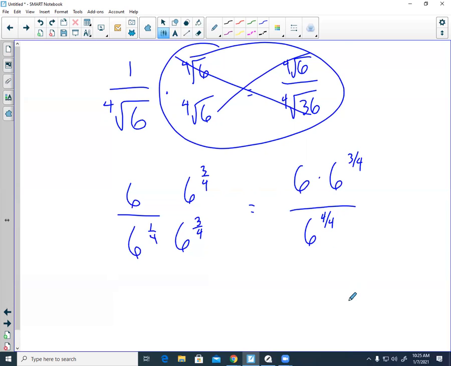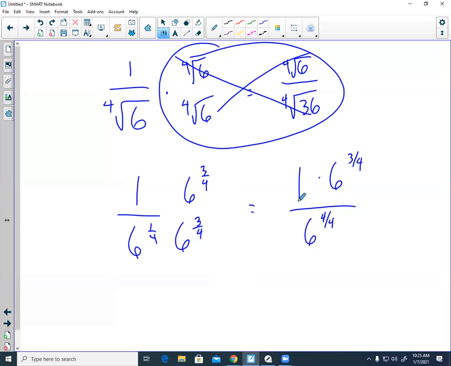And 6 to the 4/4 is just 1, right? 6 to the 4/4 is just 1. Oh, hang on. I don't know why I did this. This should stay a 1. Yeah, I don't know why my problem changed. I was a little confused there for a second. I was going with the original problem, sorry. Did I just write a 6?